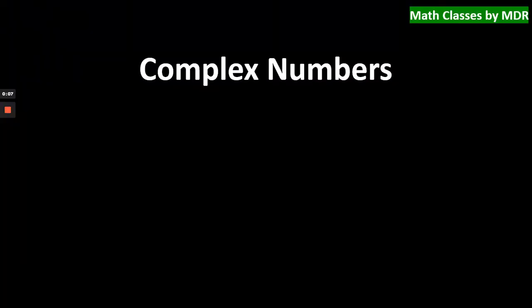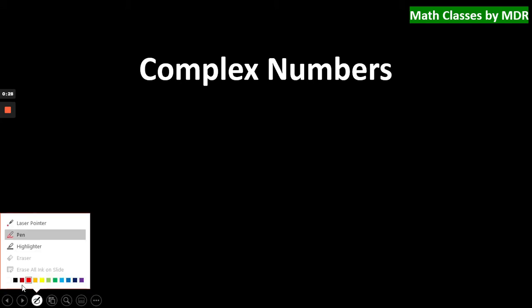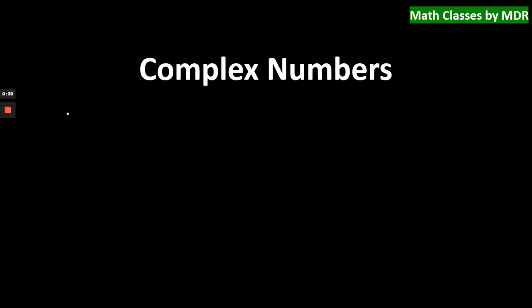In this video, I am going to discuss the problems from exercise 5.1 on complex numbers. So before we start solving the problems from the exercise, let us see what is a complex number and what is iota. Any number in the form a plus ib, where a, b belong to real numbers, is known as a complex number.